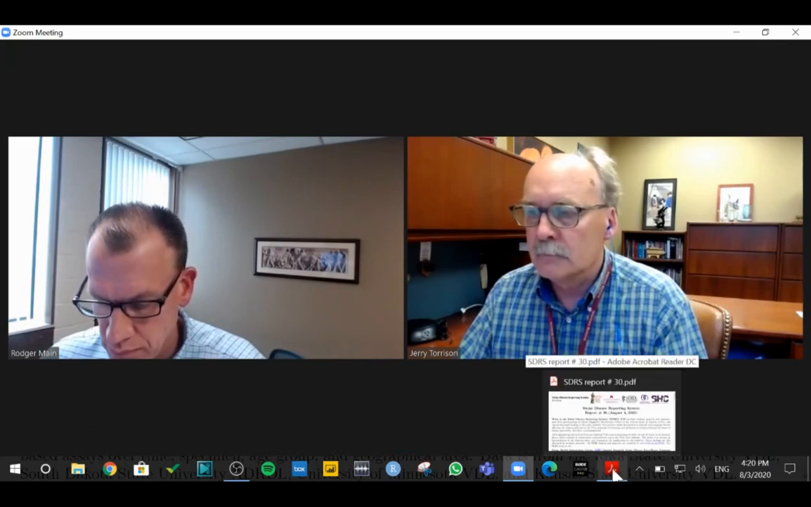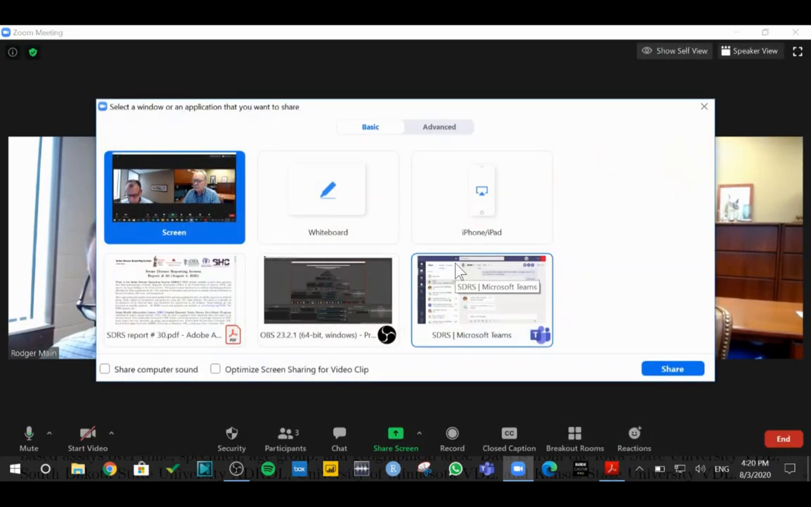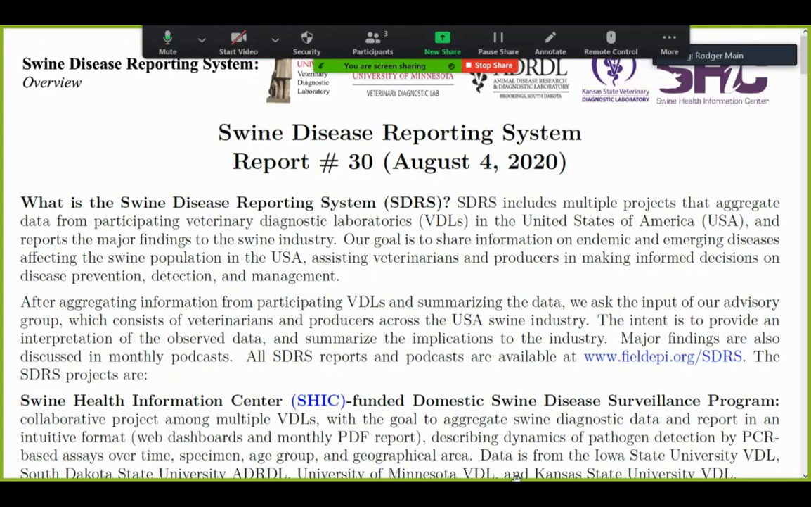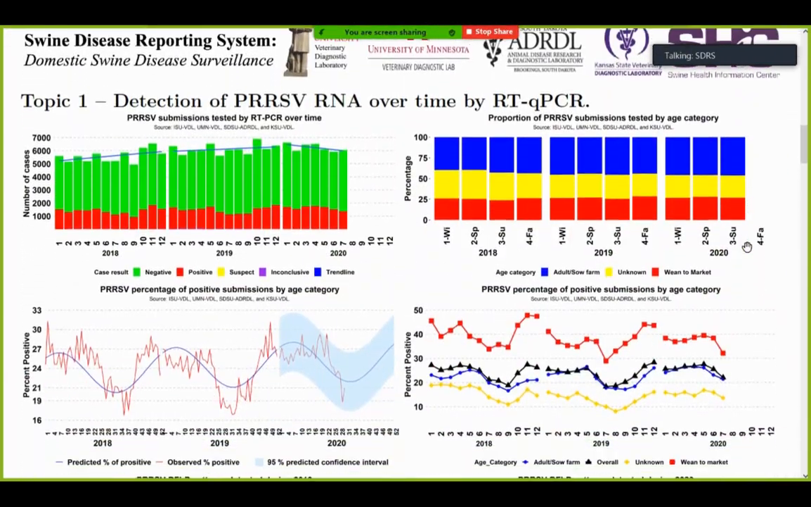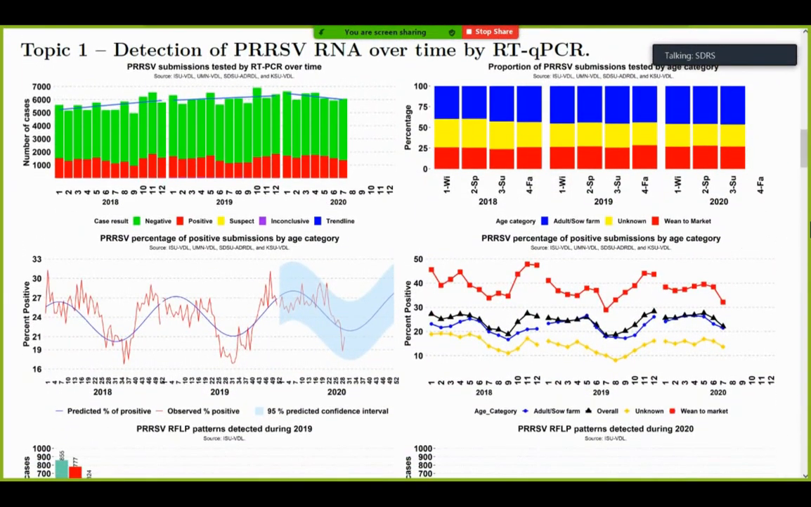So, moving on here to the PERS page, which is actually the second page of the report after the introduction. Giovanni, what are the highlights for the PERS page this month? During July, there was a moderate decrease in the PERS virus detection from 25.5% to 21% of the positive cases, and this happened in all age categories.